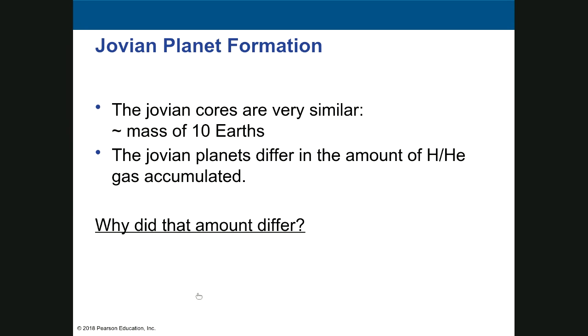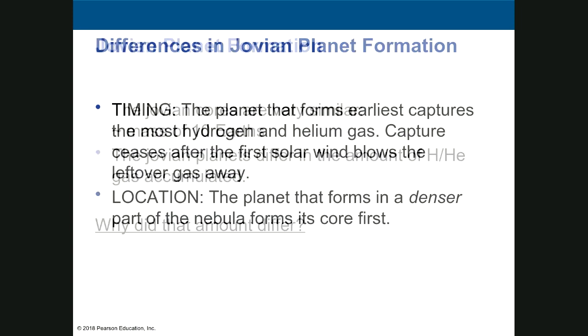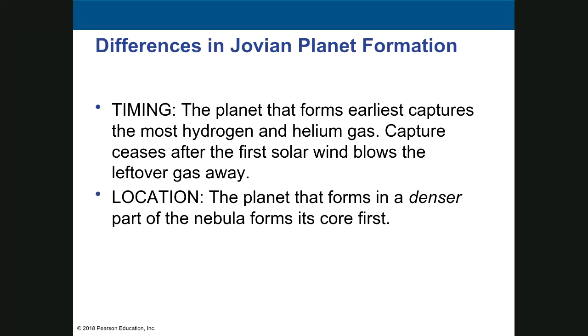Jovian cores are very similar. They're very massive. You'll notice it has 10 Earth masses. So the planet that forms earliest captures the most hydrogen and helium. That means Jupiter is probably the oldest planet. And of course, the location, we notice Jupiter is the biggest one. It's also the closest to the sun of all the Jovian planets, too.